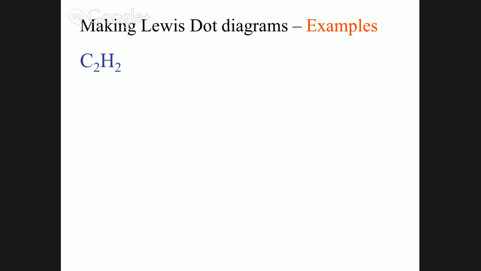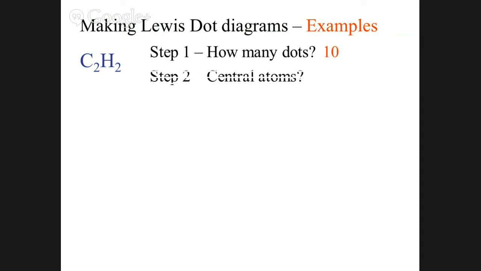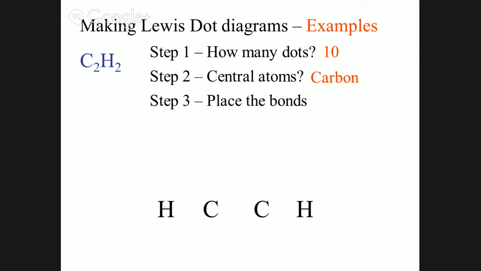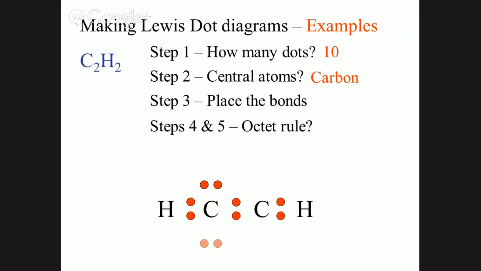And then a third example, C2H2. Again, how many dots? 10. Central atom, carbon, and 2 hydrogens this time. Put the bonds in. I've used up 6 dots so far, so I have 4 more to put somewhere. I'm not going to do anything more to the hydrogens. They never get more than 2 dots. So we're going to start doing the fill-up for the octets. There's 2, there's another 2.